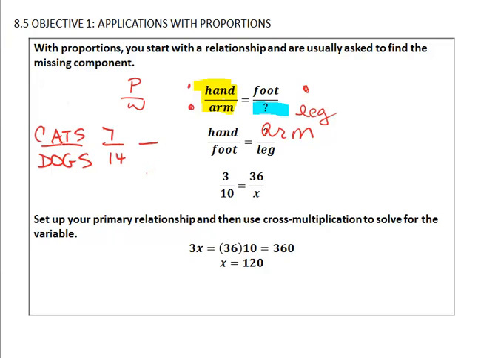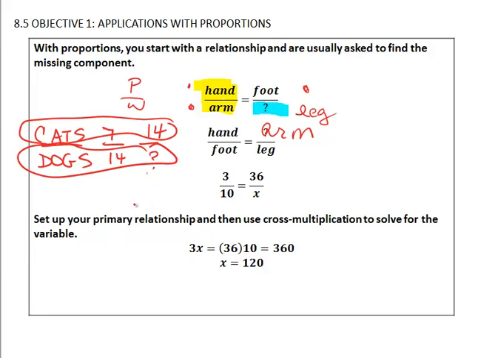So if they're telling me I started with 7 cats and 14 dogs, and the new relationship is 14 cats and I don't know how many dogs, I better make sure that all my cats are in a line and all my dogs are in a line. Or your ducks in a row, if that works for you.